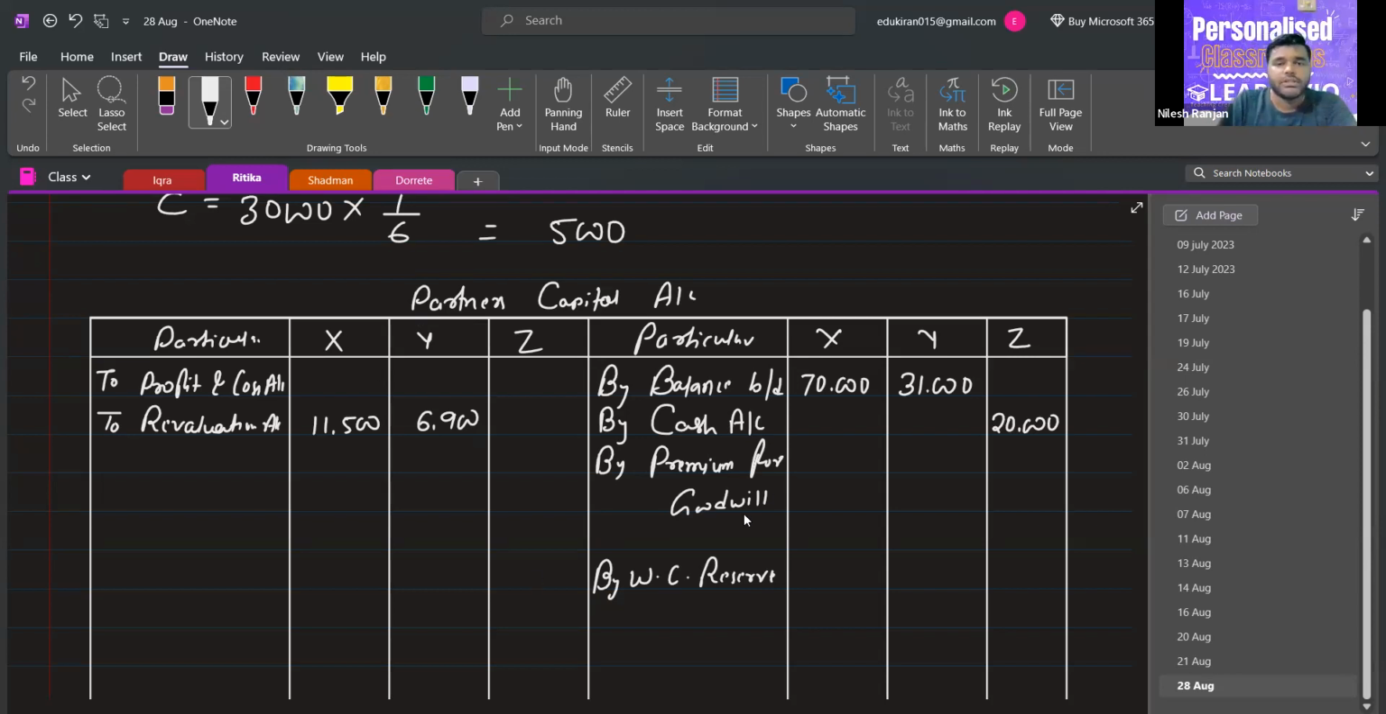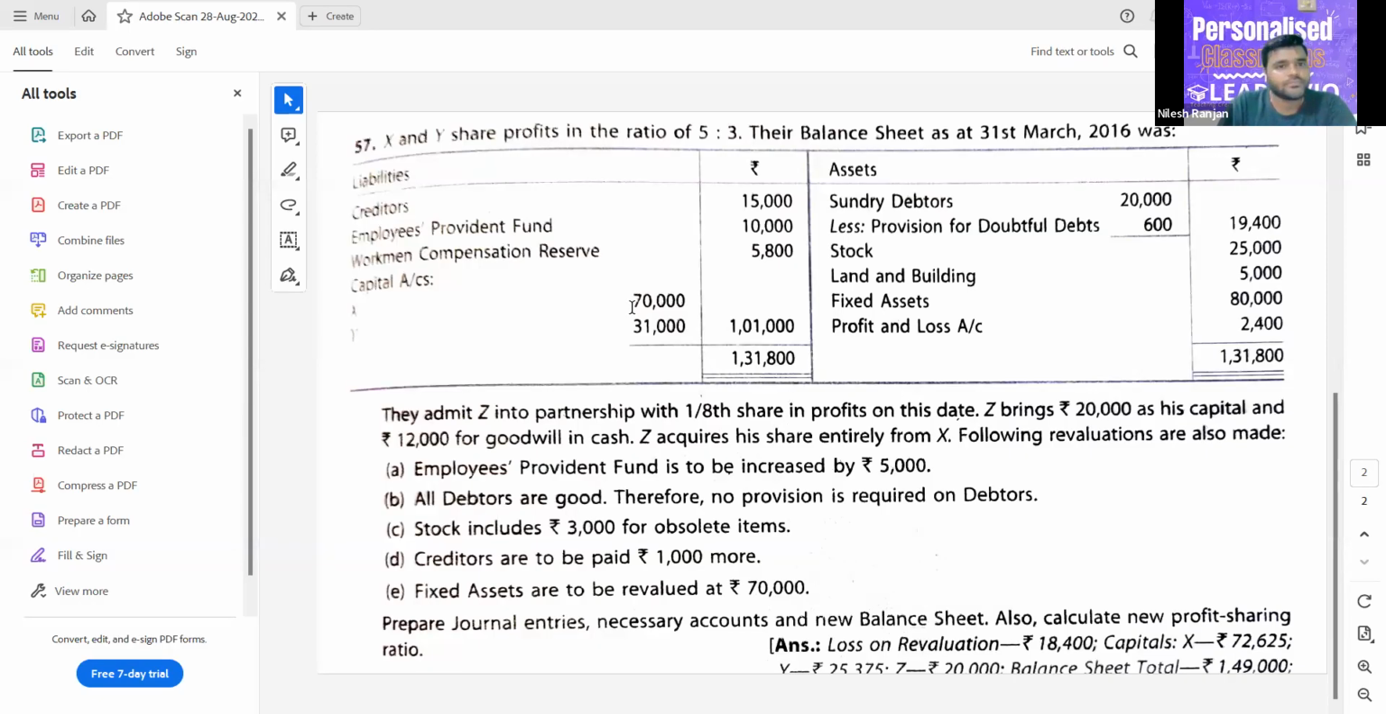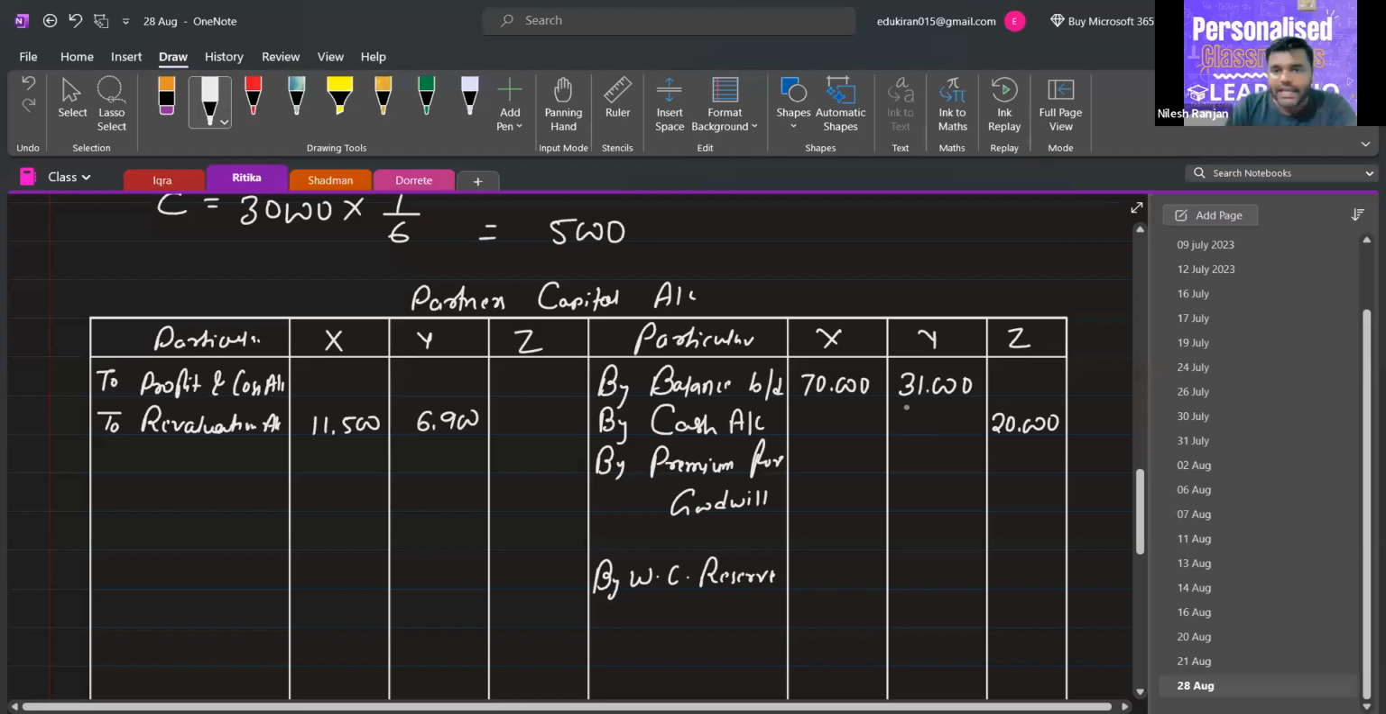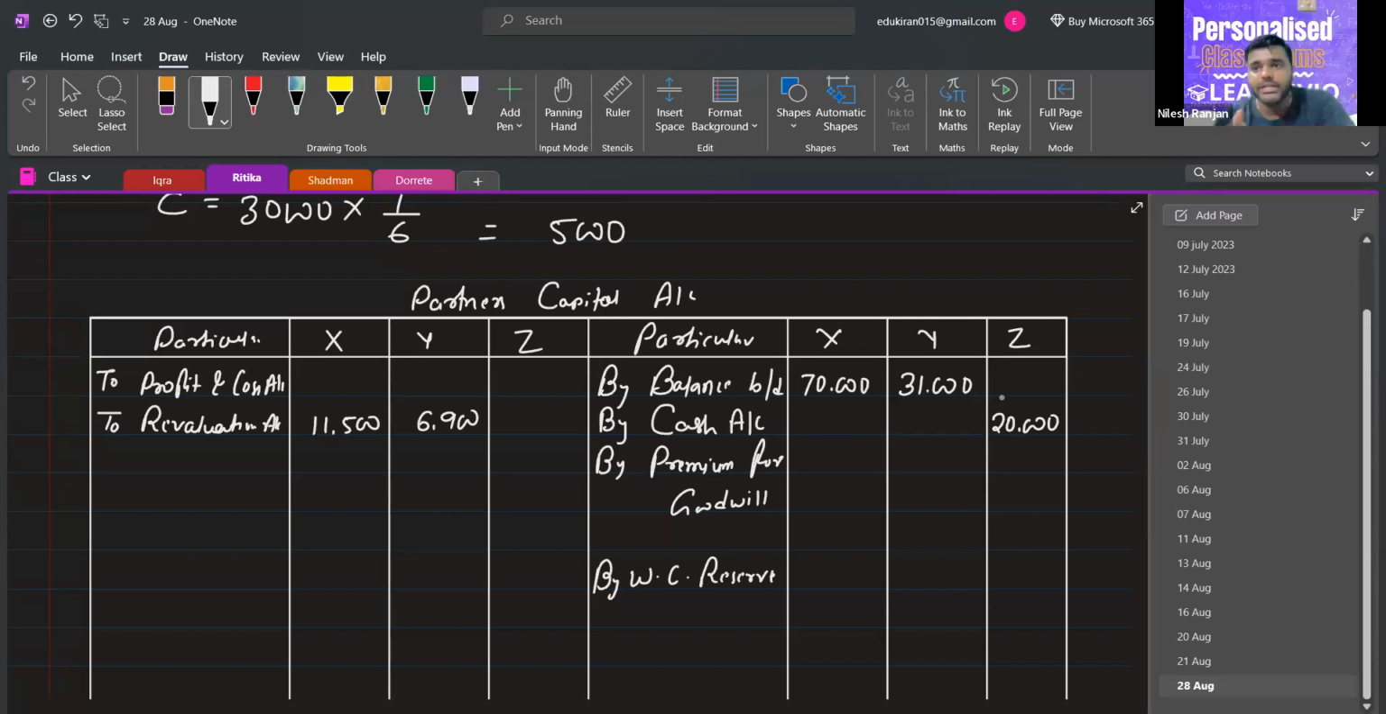Now the opening balances are given, 70,000 and 31,000 in the balance sheet. They admit Z into partnership with 1/8 share in profit on this date. Z brings 20,000 as his capital and 12,000 for goodwill in cash. So I have written cash of Z, as he brings cash for capital, 20,000.